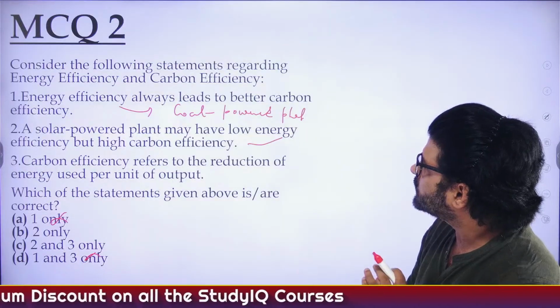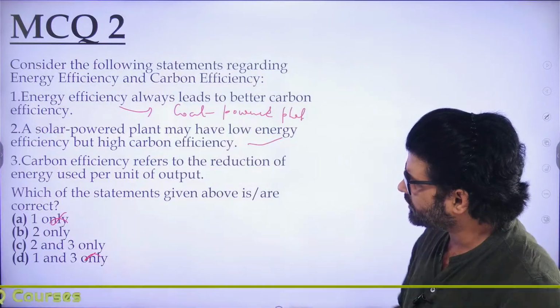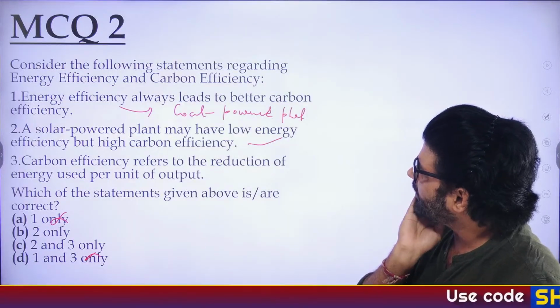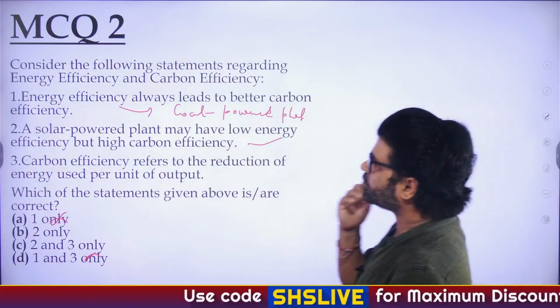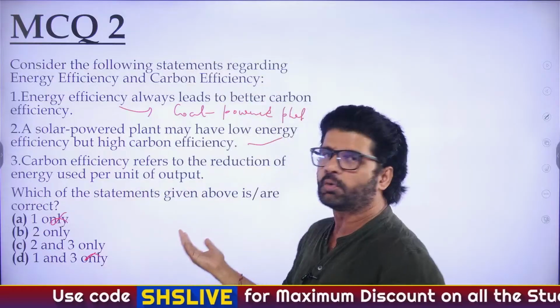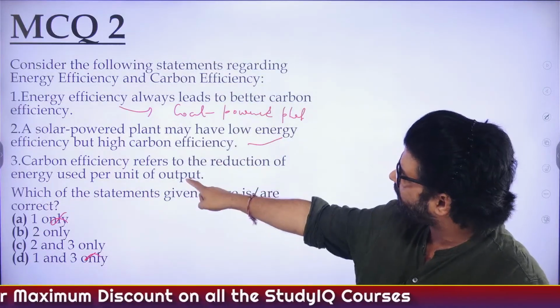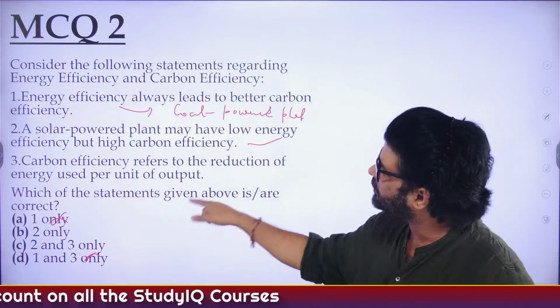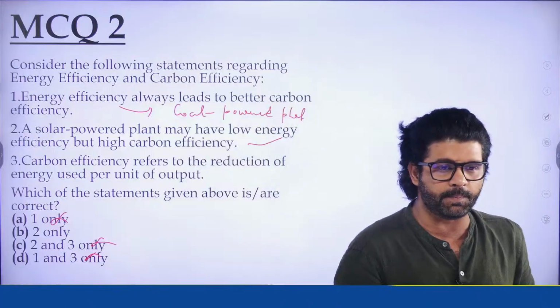Second is correct. You don't even need to go for second, because in B and C you have second. Carbon efficiency refers to reduction of carbon used per unit of output, or reduction of CO2 emission per unit of output. Energy efficiency refers to reduction of energy used per unit of output. So third is wrong. The answer is B2 only.